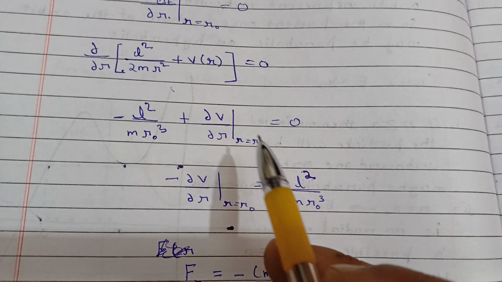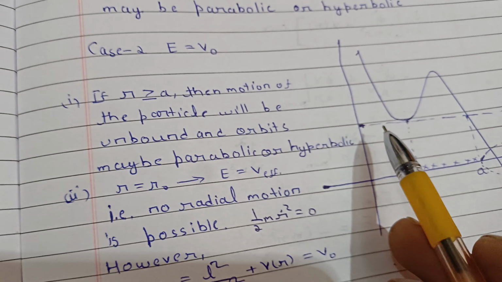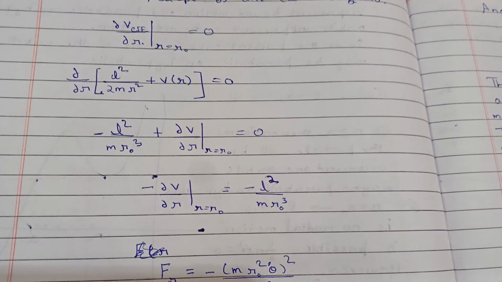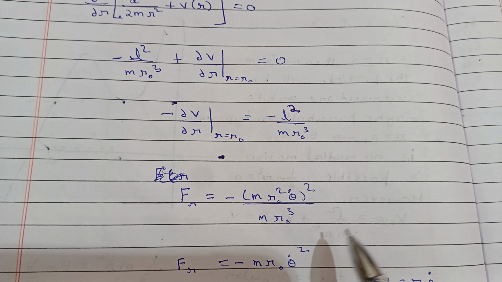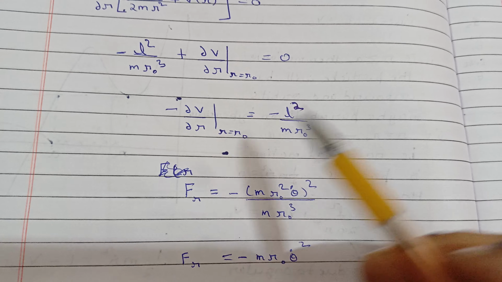Okay, we have found the point, it will be r naught, meaning this slope will be 0 at r naught only, that's why we have put r naught there. I'm explaining again so that you don't have any doubt, so please understand this. So this is equal to this. Now what is this term? I already proved that this is force, the central force.